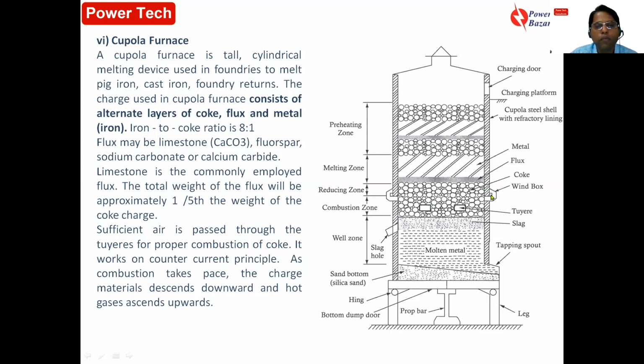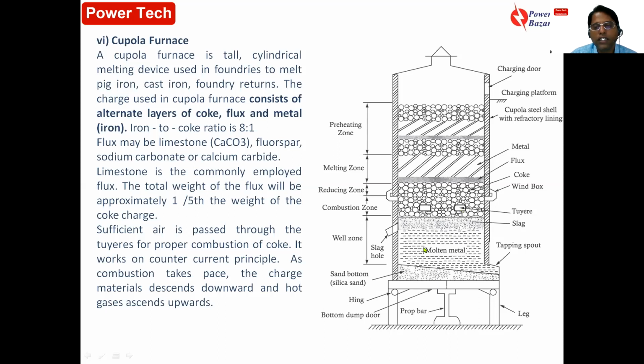These are the wind box, and normally it works on the counter current principle. That means the charge moves downwards, hot air moves upward, due to which the material gets preheated, melts, and combustion happens, and you get molten materials.